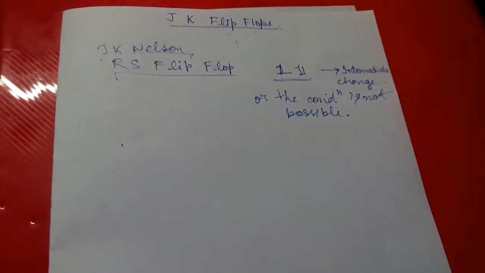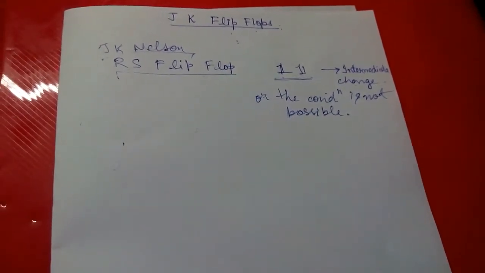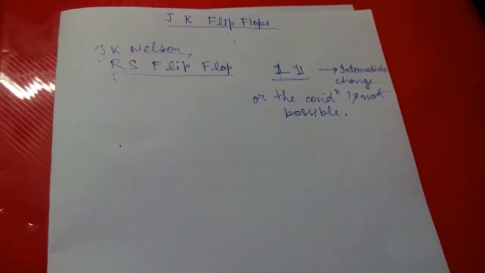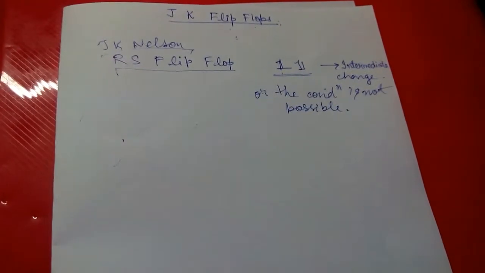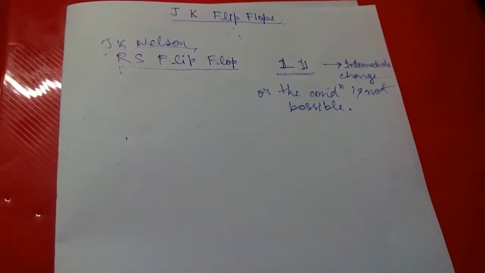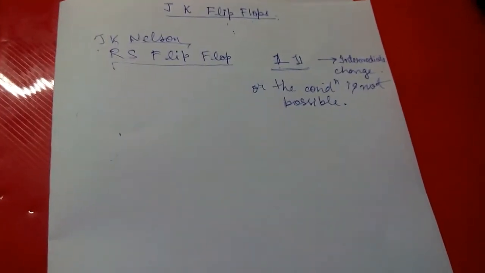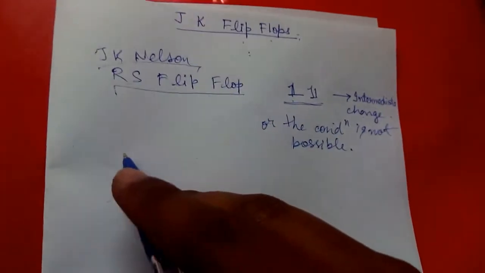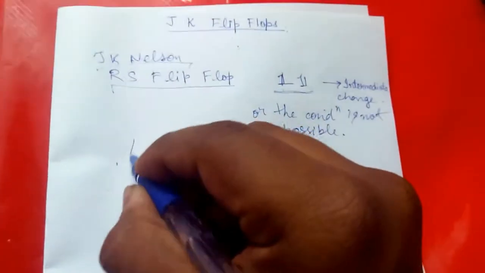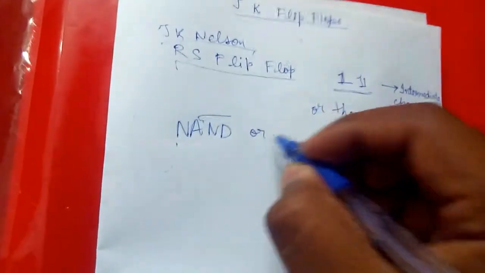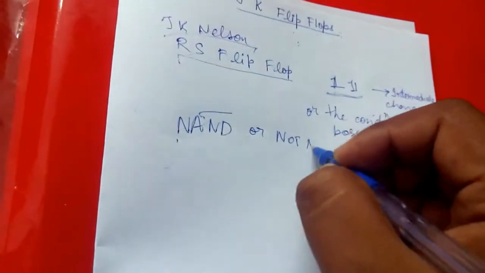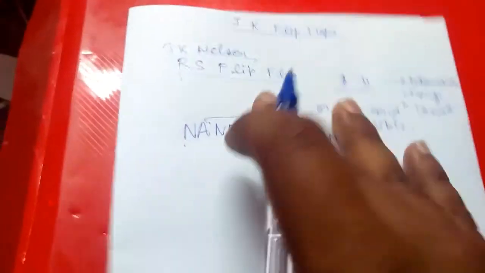The JK flip-flop is a little more complicated than the RS flip-flop and requires 4 NAND gates. Therefore, we should know the truth table for the NAND gates. We need to make a 3 input NAND gate table. NAND gate is nothing but inversion of AND gate, or not AND. Let's make the table.